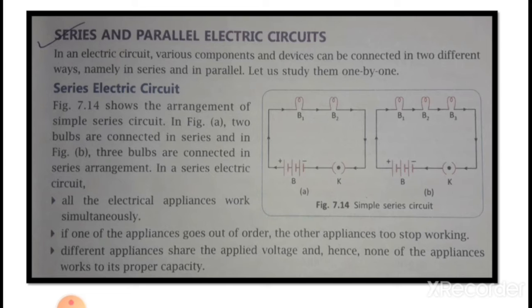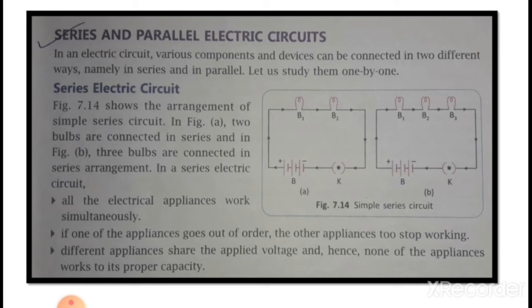In figure 7.14, a simple series circuit is given. A key is given, a battery consisting of three cells is given, and two bulbs are also given. All these components are connected using connecting wires. When the key is closed, or the circuit is closed, the electric current will flow through the circuit, and the bulbs will glow. Both B1 and B2 will glow. So in a series connection, all the electrical appliances work simultaneously.